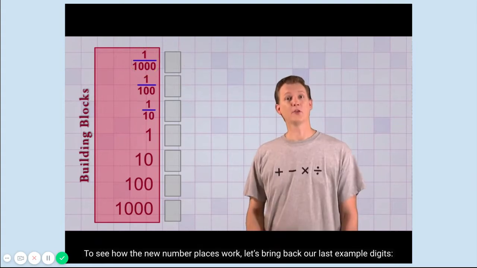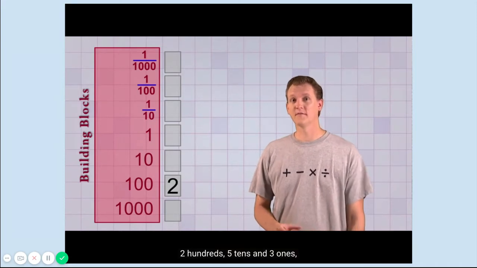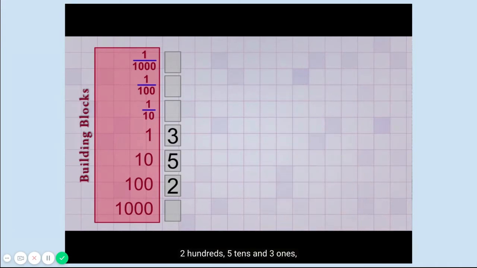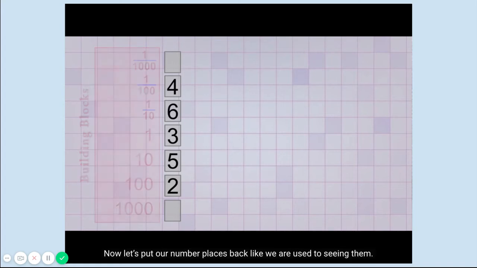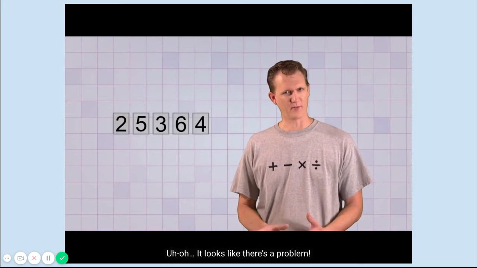So we've talked about the new number places, but to see how the new places work, let's bring back our last example digits. 2 hundreds, 5 tens, and 3 ones. But this time, let's add 6 tenths by putting a 6 in the tenths place, and 4 hundredths by putting a 4 in the hundredths place. Now let's put our number places back like we used to seeing them. Uh-oh, looks like there's a problem.